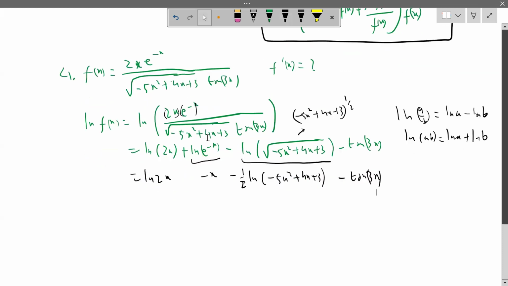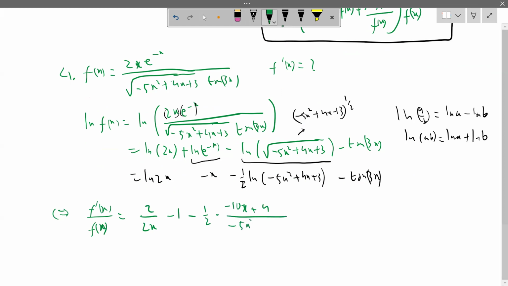At this point, we can now differentiate both sides with respect to x. So the left-hand side becomes f prime over f, while the right-hand side becomes 2 over 2x minus 1, minus 1/2 times negative 10x plus 4 over minus 5x squared plus 4x plus 3, minus 3 secant squared of 3x over tangent of 3x.